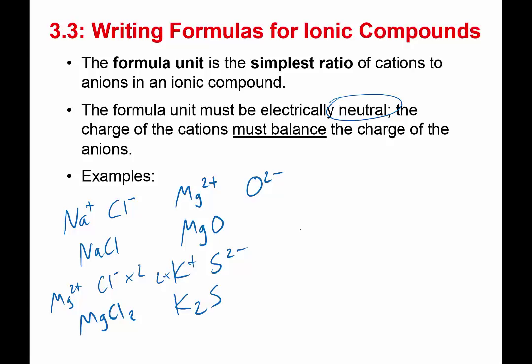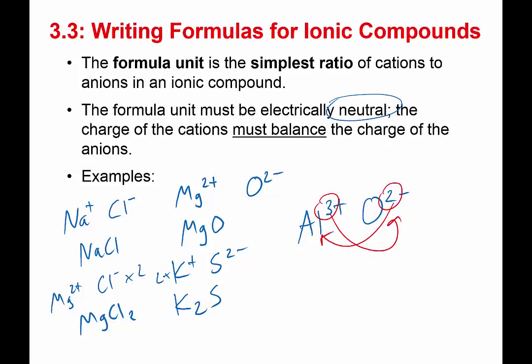Do one more example. Aluminum oxide. Aluminum is +3, and oxide, as we already saw, is -2. So there's a trick that we can do here in this case. What you can do is you can take the charge of one ion and move it over and make that the subscript of the other ion.